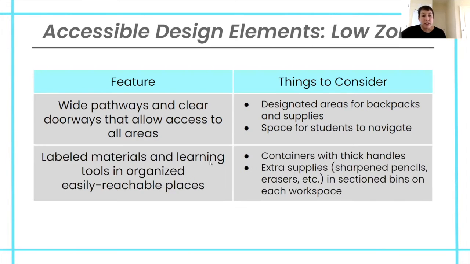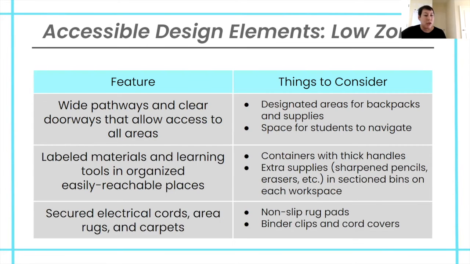You might choose different colors or different bins, which helps for quick organization or just ease of understanding where things are. This also is helpful for students with vision needs. Something you might consider is having section bins also in each workspace to hold extra supplies like erasers and sharpened pencils. This allows students again to stay right at their workspace, which helps them stay on task.